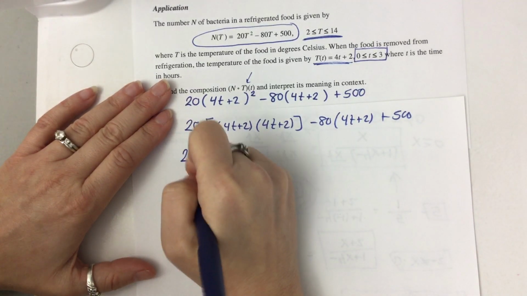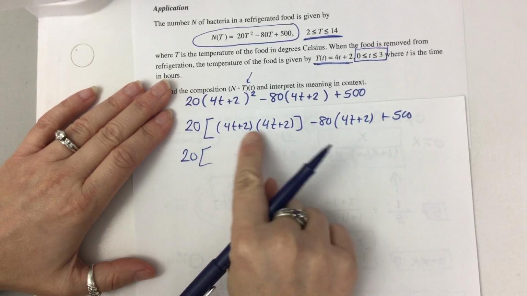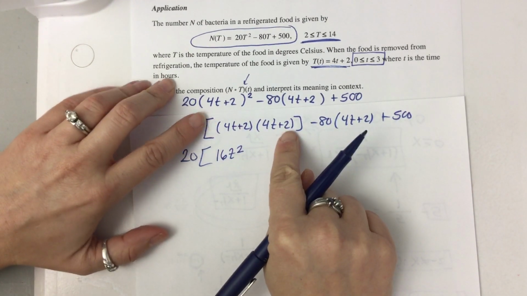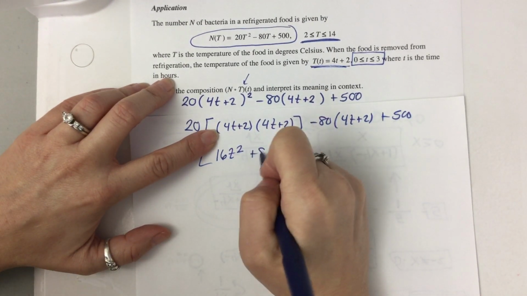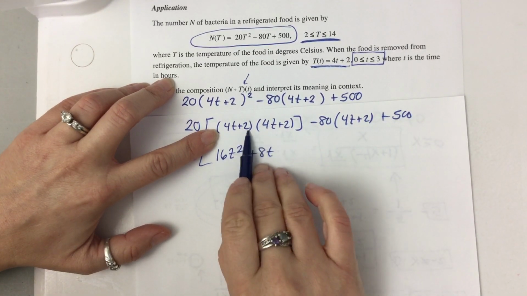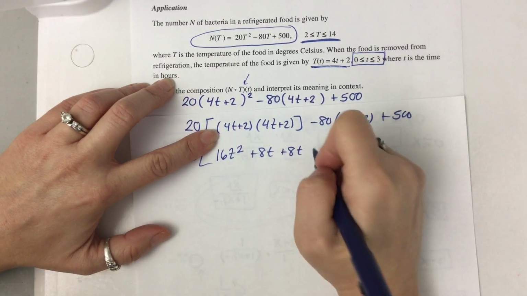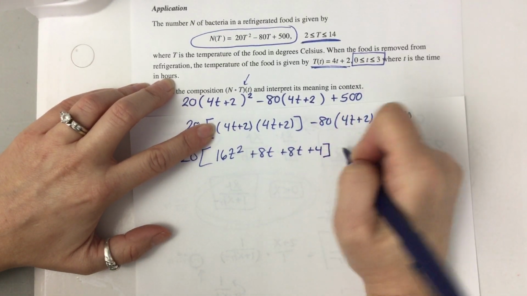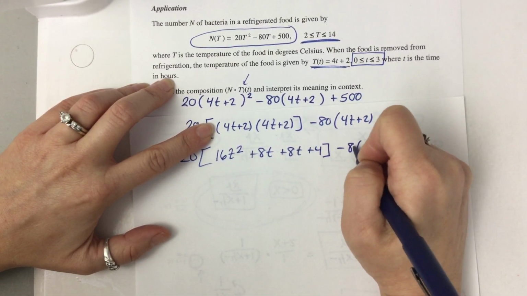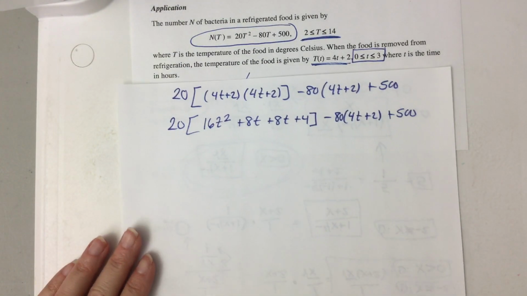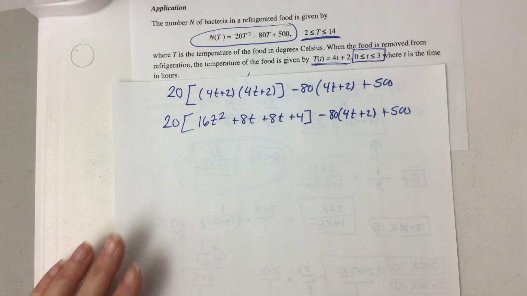So now I'm going to go ahead and FOIL. 4t times 4t is 16t squared. Outside, 4t times 2 is 8t. Inside, 2 times 4t is 8t. Last, 2 times 2 is 4. So far all I've done were the exponents. I'm doing the whole order of operations. The exponent means I had that group twice and I expanded it. Order of operations, you multiply before you add or subtract.